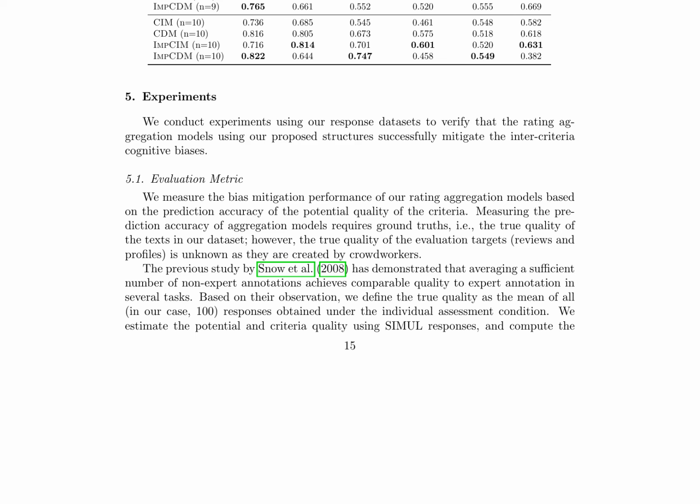The true quality is defined as the mean of all responses, and the potential and criteria quality are estimated using simulated responses. The results of this experiment demonstrate the effectiveness of the proposed rating aggregation models in mitigating inter-criteria cognitive biases and improving the accuracy of profile evaluation.